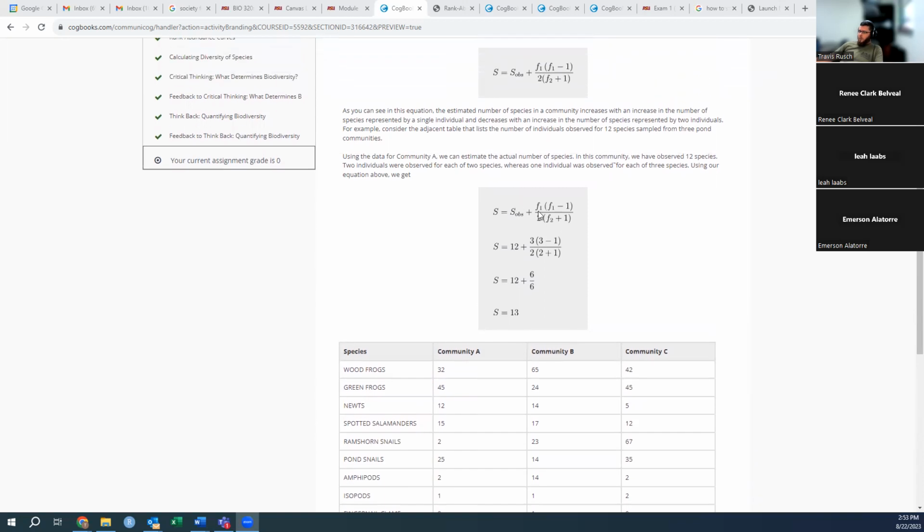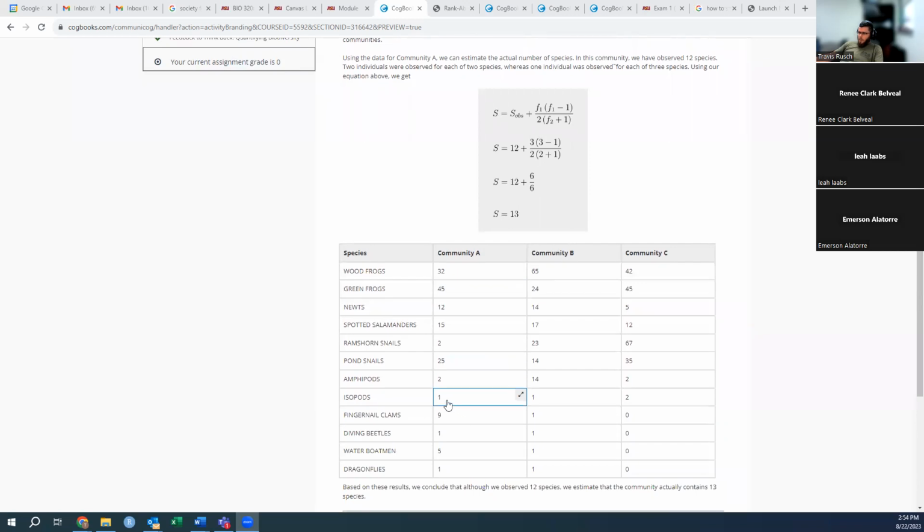Now, what does F1 stand for? The amount of species where one individual was observed. Exactly, right? So for this community, you have isopods, diving beetles, and dragonflies. So that's why F1 gets values of 3 for these two right here. And then F2 is what? How many species had 2 observed? Exactly, right? So for community A, there's ram's horn snails and amphipods, right? So that's why it gets a value of 2 right here.